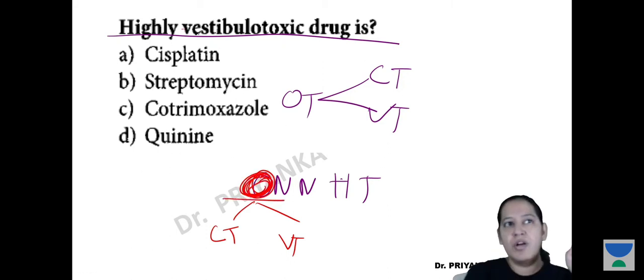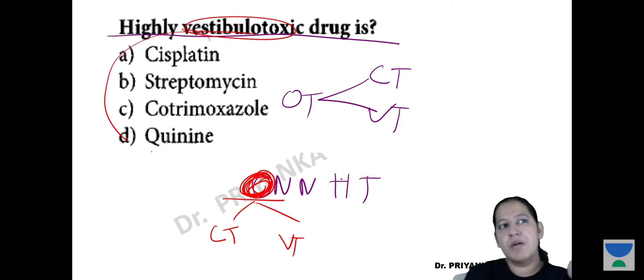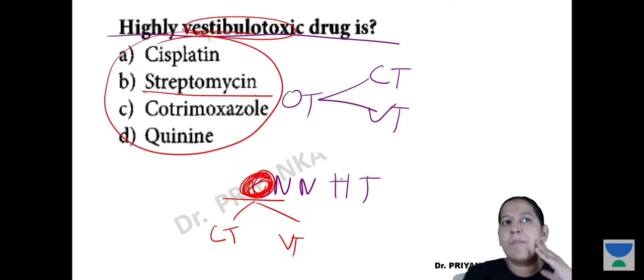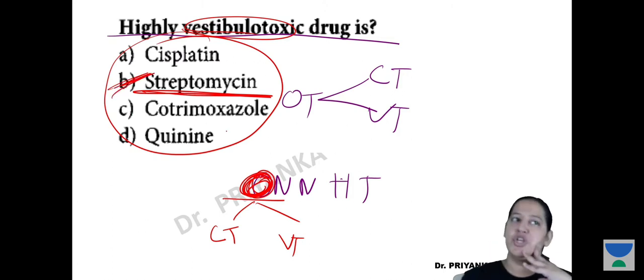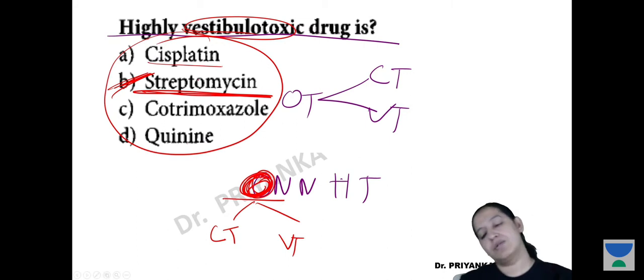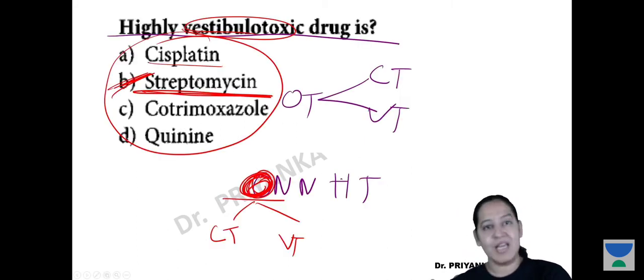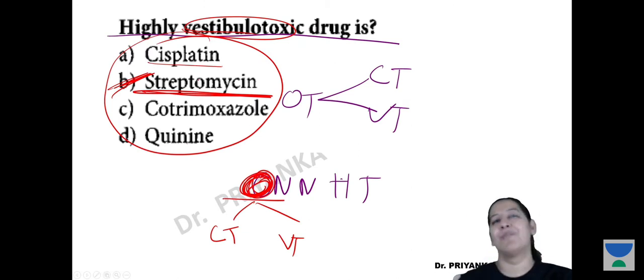So vestibulotoxic are aminoglycosides. So which among the following is the aminoglycoside? Streptomycin is the aminoglycoside. So the correct answer here will be B. Yes, Khushi, you are right. You all are right. The correct answer here is B. Cisplatin, cotrimoxazole, and quinine: cisplatin is ototoxic. It is cochleotoxic but not vestibulotoxic. So you should know the list of drugs which are cochleotoxic, which are vestibulotoxic, and which are both. Only aminoglycoside is both. So the correct answer here is B.